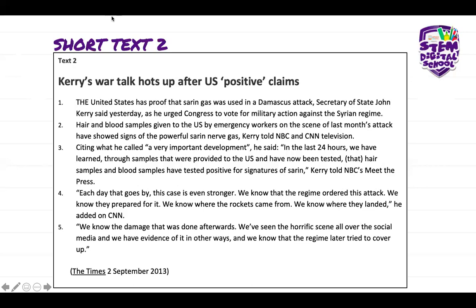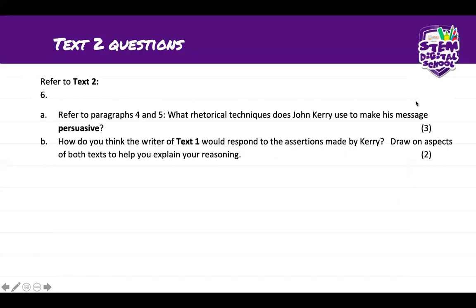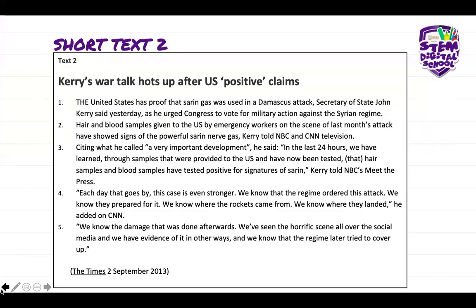Okay, let's go. So we read the questions. Text 2. Refer to paragraphs 4 and 5, right? Paragraphs 4 and 5. What rhetorical techniques does John Kerry use to make his message persuasive? Remember, persuasive. What rhetorical techniques does he use to make his message persuasive? Let's go. Paragraphs 4 and 5.